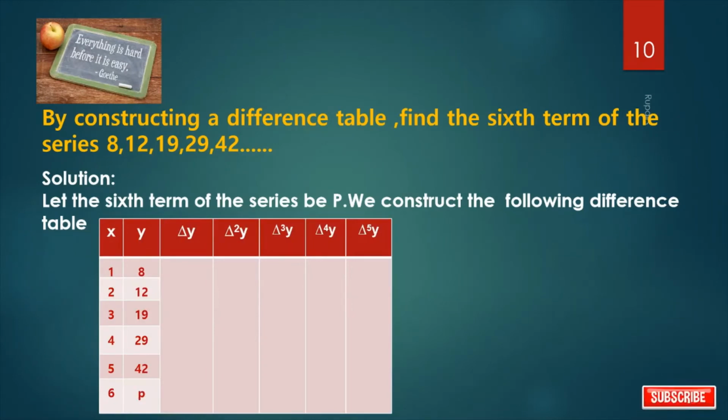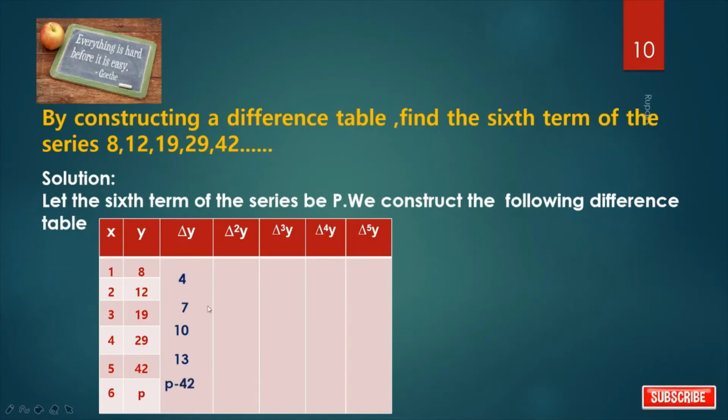So how many sets of values are there? 6. So how many columns are there? Except the x y column, there should be 5 columns. So now construct the difference table. So delta y0 is 12 minus 8, it is 4, then 19 minus 12, it is 7, then 29 minus 19, it is 10, then 42 minus 29, it is 13, and then p minus 42.